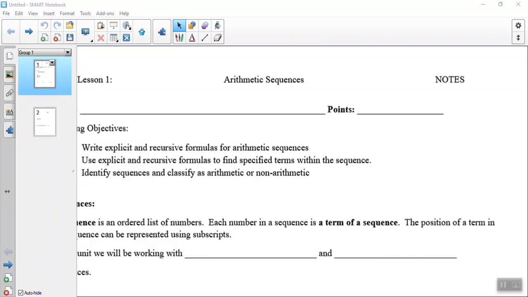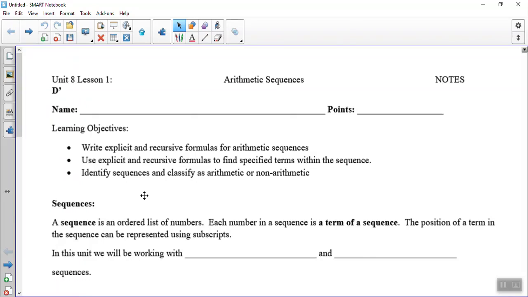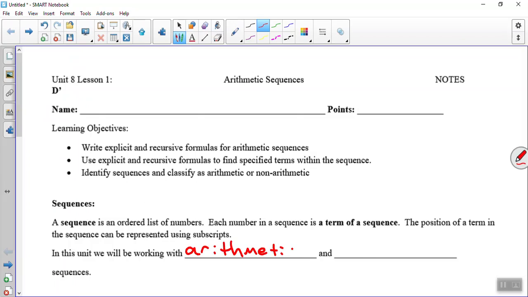Hello, these are the notes for Lesson 1, Unit 8. In this unit, we're going to be looking at sequences and series. Today, we're looking more at starting with sequences, specifically arithmetic. There are also geometric series. So we have arithmetic and geometric sequences and series. Today we'll be doing arithmetic sequences.